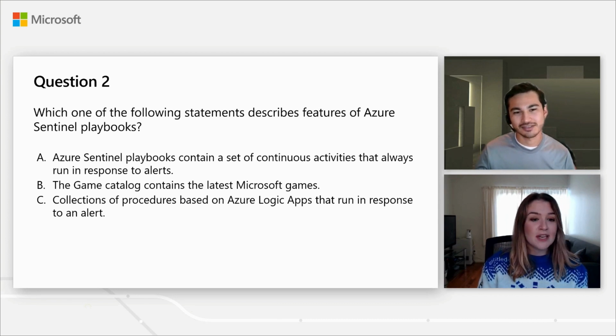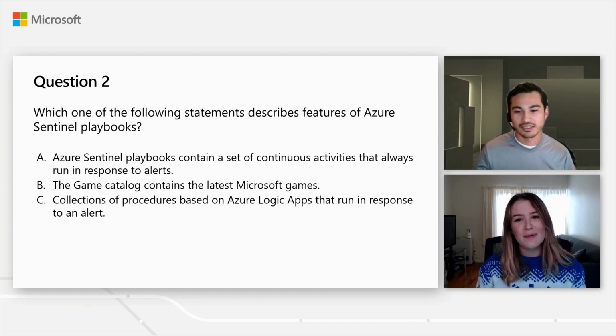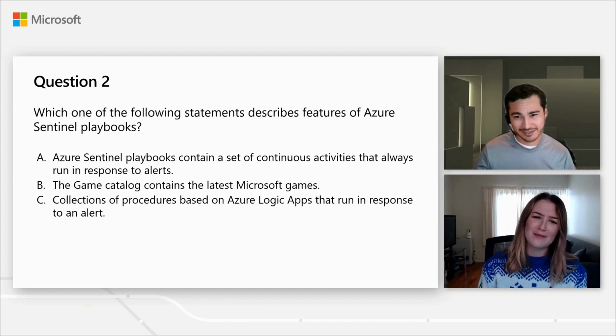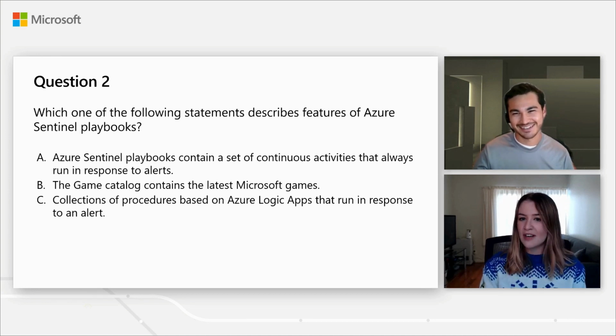B is the game catalog contains the latest Microsoft games. Like, I wish we were doing an Xbox session. That would be pretty cool, but we're not. Let's secure Minecraft. Yeah, secure Minecraft in an enclave. Security monitoring Minecraft. But I think we can probably, before I see the results, discount B.